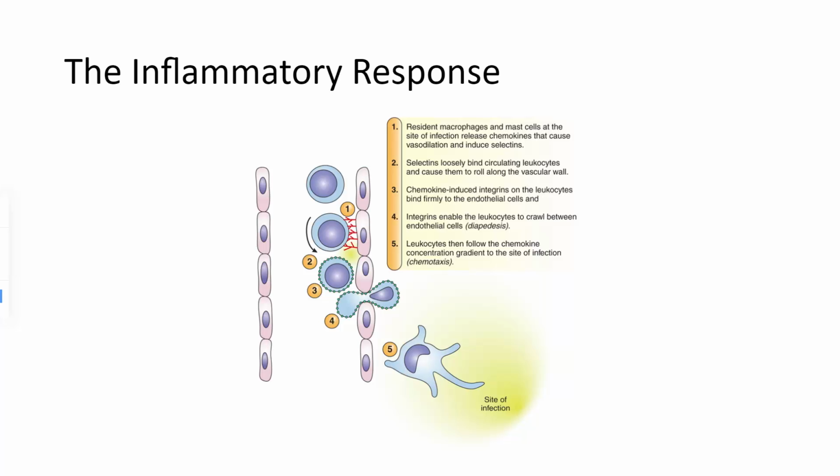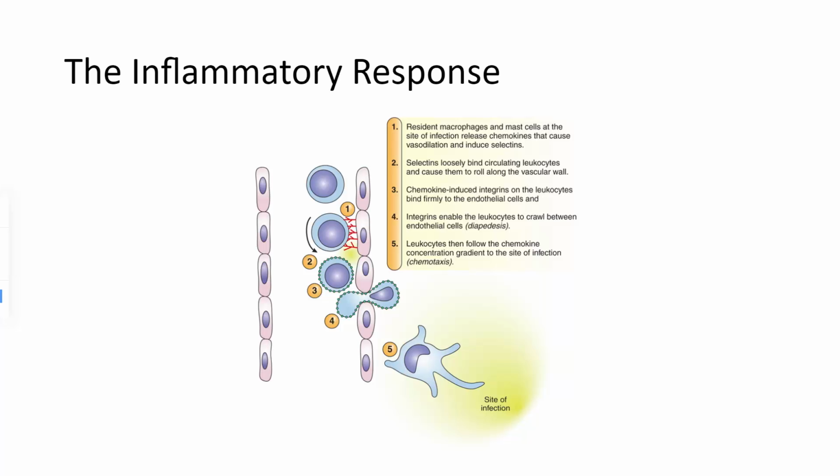So the first thing that happens is the resident macrophages and mast cells at the site of infection or injury are going to release chemokines that cause vasodilation and induce selectins. So macrophages in the area are going to sense that there was some tissue damage, and mast cells are going to sense that there was some tissue damage, and they're going to start releasing chemicals, and the chemicals are going to cause the blood vessels to dilate. This is going to allow nutrients to leak out into the tissues to get nutrients to where they're needed in order to rebuild those tissues.